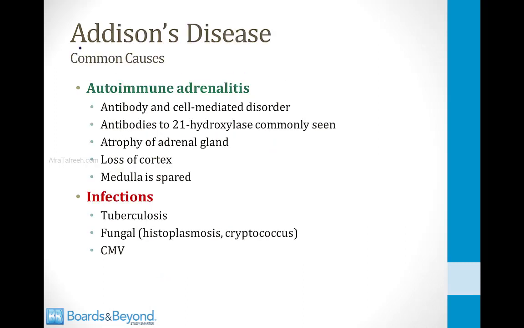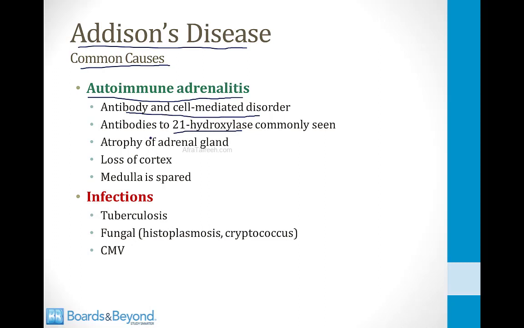So let's talk about Addison's disease or primary adrenal insufficiency, and let's talk about some of the common causes for this condition. One of the first ones is an autoimmune disorder called autoimmune adrenalitis. This is an antibody and cell-mediated disorder. There are antibodies to the 21-hydroxylase enzyme, which are commonly seen.